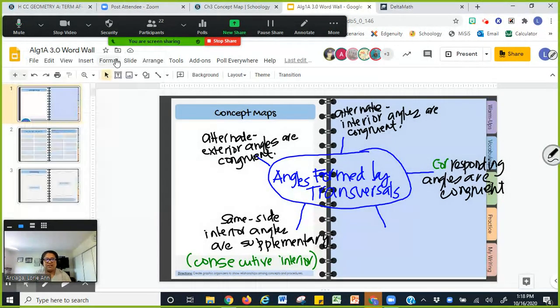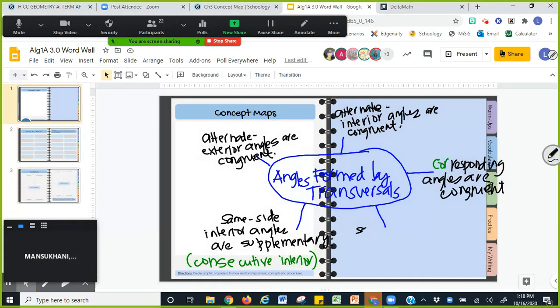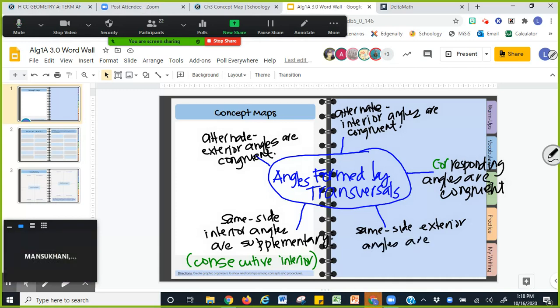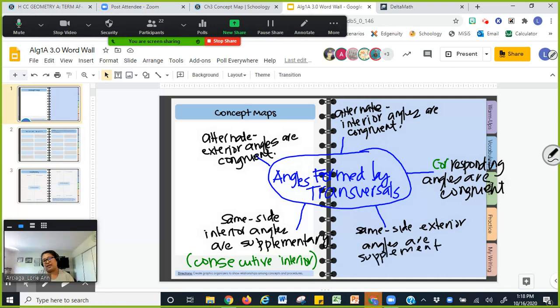All right, Mishka, for your second one. Is it same side exterior angles? Very good. So same side exterior angles. And how are they related, honey? They are supplementary. And remember, this also means consecutive exterior. Thank you, Mishka.